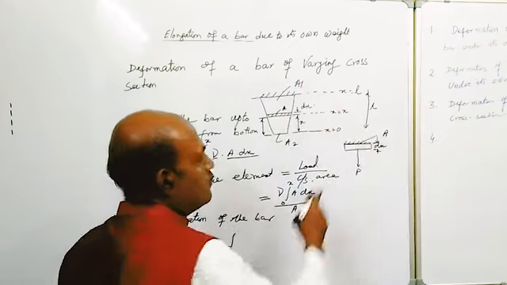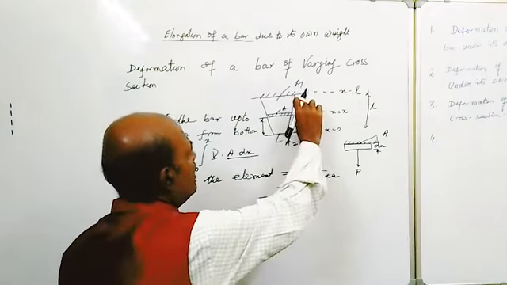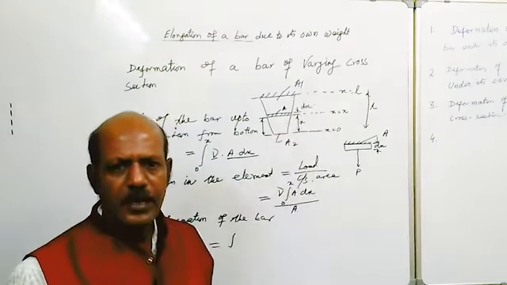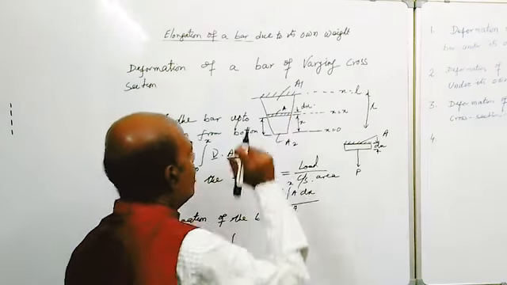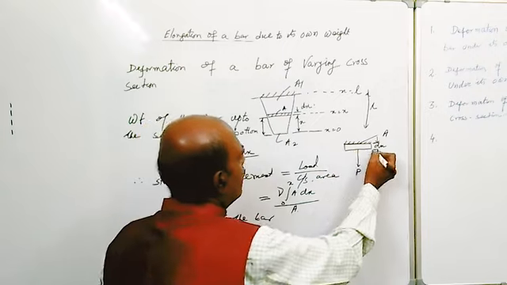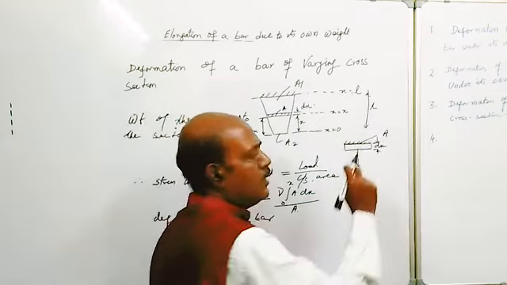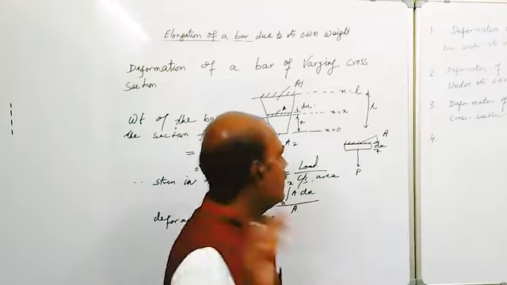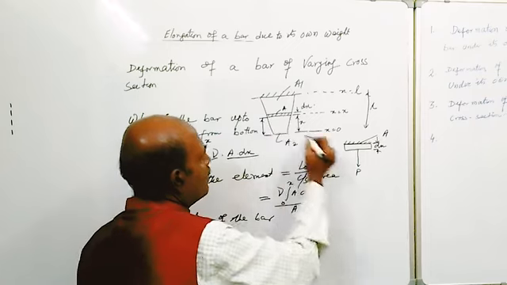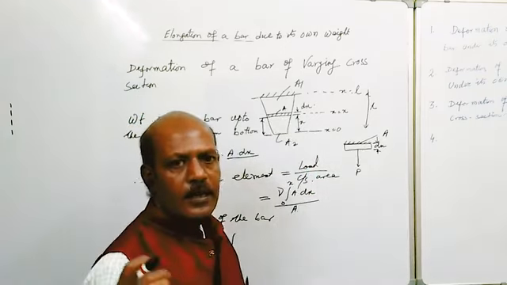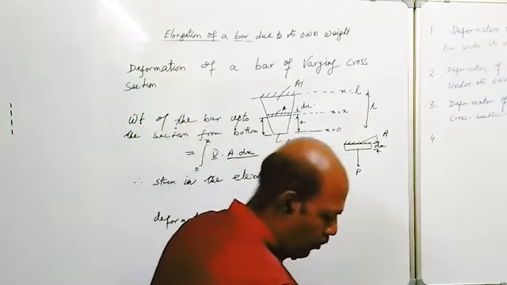Now consider an element of dx thickness at a distance x from the bottom. So we have considered this element. What is the length of the element? It is dx, and the weight of the bar under the section will act as a weight to the element. Now what is the weight of this portion?